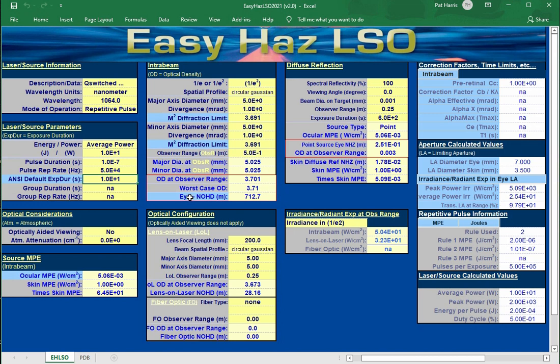The NOHD is 713 meters. The NSHD is 50 meters, and of course that's really being driven by the MPEs. The ocular MPE is 5.06 milliwatts per square centimeter. The skin MPE is much less restrictive, which is 1 watt per square centimeter. So we ask ourselves, well, is this laser a skin hazard? The irradiance of the laser is 64.5 times above the MPE.